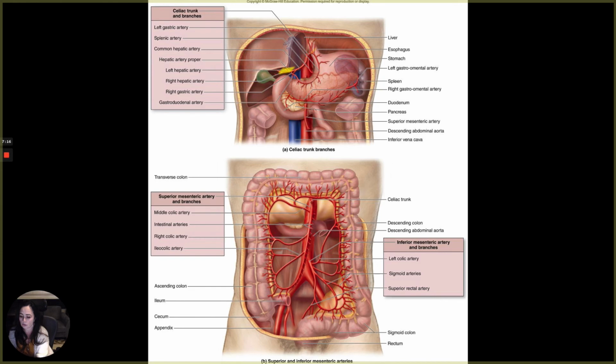Okay. And then the last one is it is going to give rise to this one right here. And this one right here wraps around ultimately the backside of the stomach, the greater curvature of the stomach. That one is called the gastroduodenal, gastro as in stomach, duodenal as in it goes to the duodenum and the stomach.